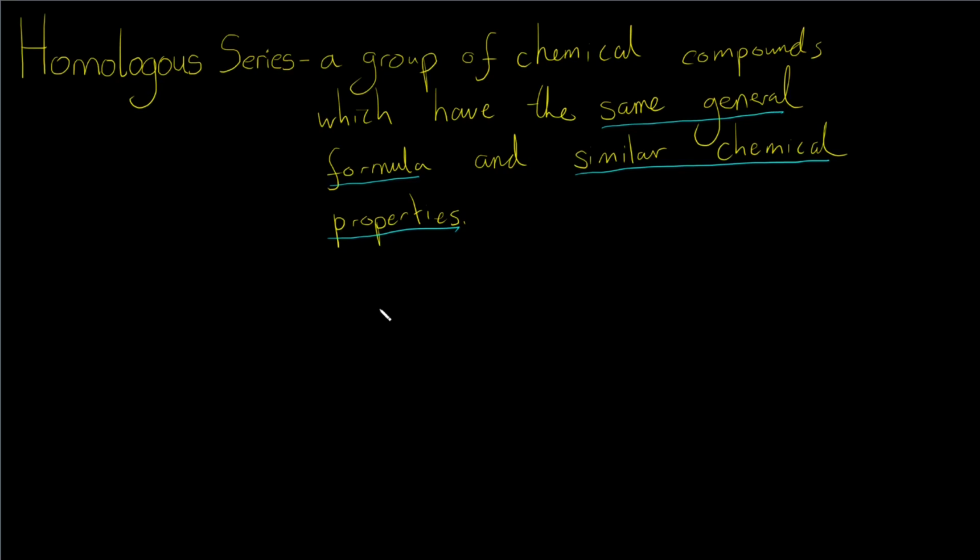A couple of ways to help you remember it. There's no really great ways. I normally say something like same gen sim chem, and maybe that's a little bit easier for you to remember those four little abbreviated words. Same gen sim chem, and it just means the same general formula and similar chemical properties.